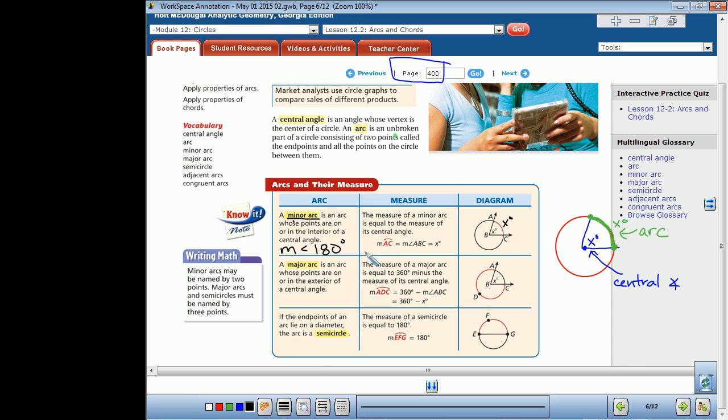Now, a minor arc can be named with 2 letters. So we can say the measure of arc AC. And this is a symbol in math that just makes total sense. An arc is denoted with an arc.